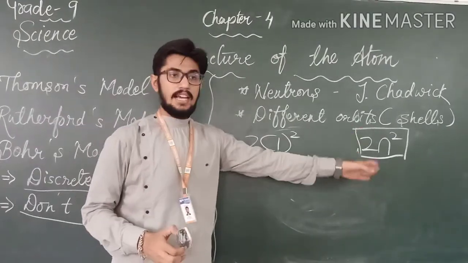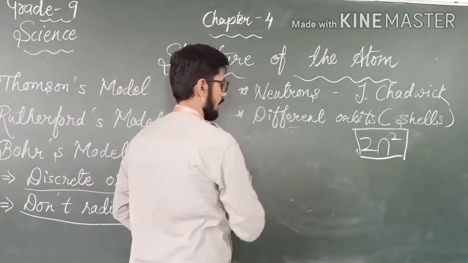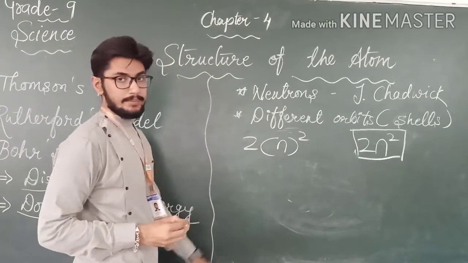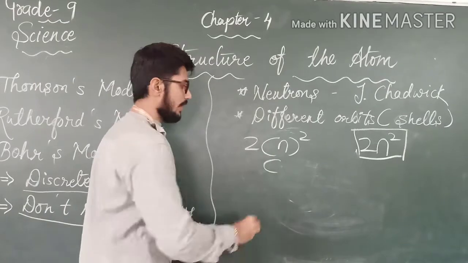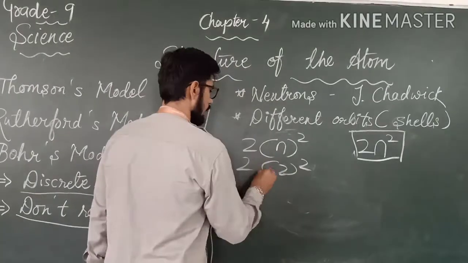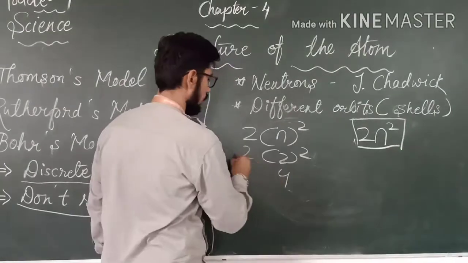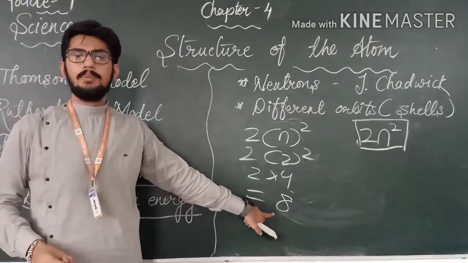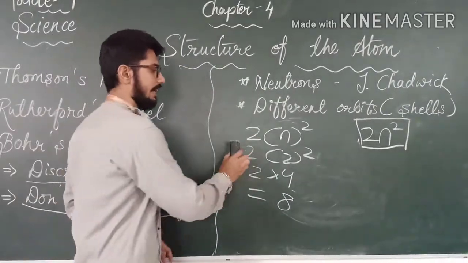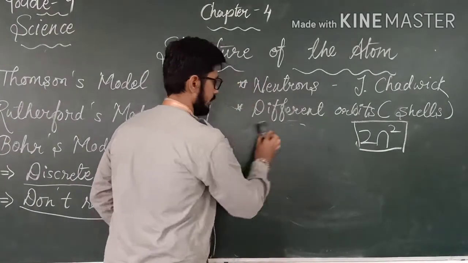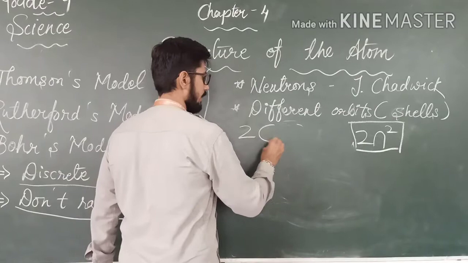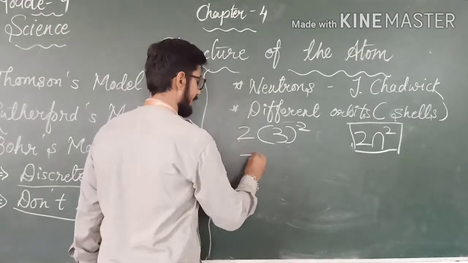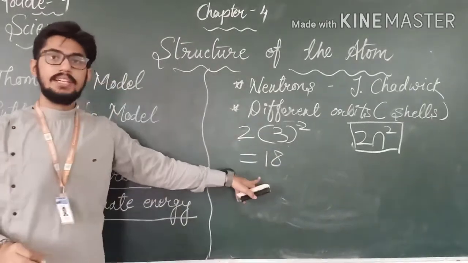In this way, if we continue with L, M, N, we are going to get their numbers. So again, if I am writing 2n square, over here n means L. अगर L की बात करें तो 2 आता है उसका, so 2 square will be 4, 4 into 2 will be 8. So the total number will be 8 for L. Now we have to see M and N like that only. If we see M, meaning third orbit, 3 square will be 9, 9 into 2 is 18. So 18 electrons will be there in M orbit.